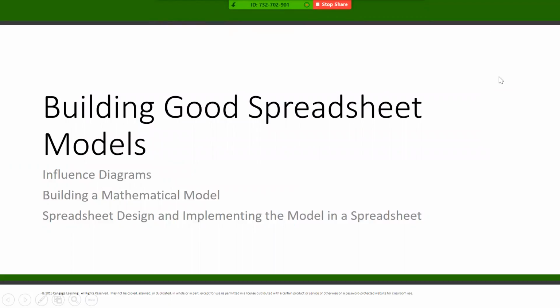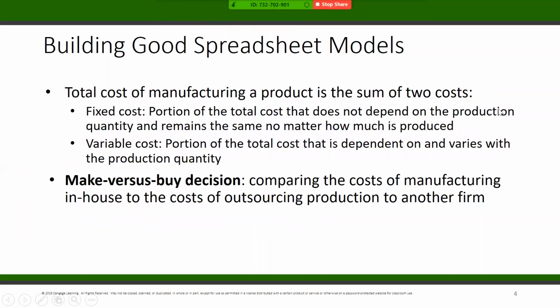So, building good spreadsheet models. We're going to use influence diagrams. We're going to look at building a mathematical model and then spreadsheet design and implementing the model in a spreadsheet. For building good spreadsheet models, this is going to be examples out of the book.